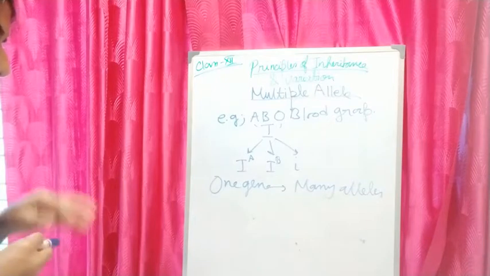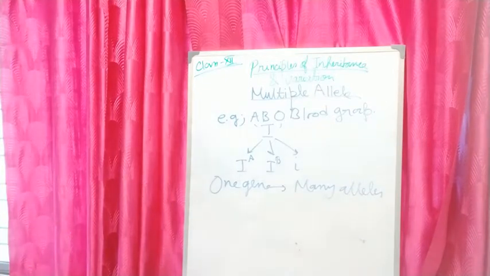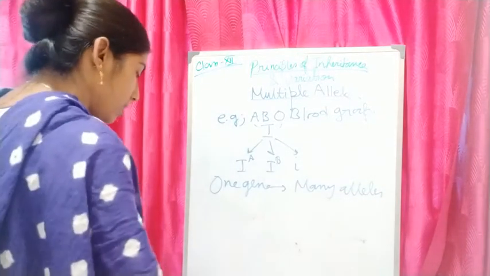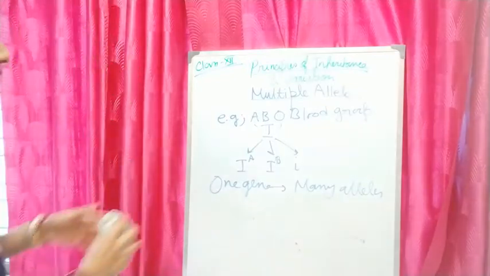Clear? Now, the next one is another condition called pleiotropy.